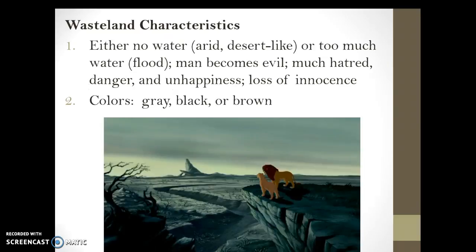On the other hand, later in the movie, when Scar takes over the Pride Land, the setting is now amplified by the wasteland characteristics. There's a lack of water or too much water. Things become evil. There's hatred, danger, and unhappiness, and a loss of innocence. It's often symbolized by colors like gray, black, or brown.